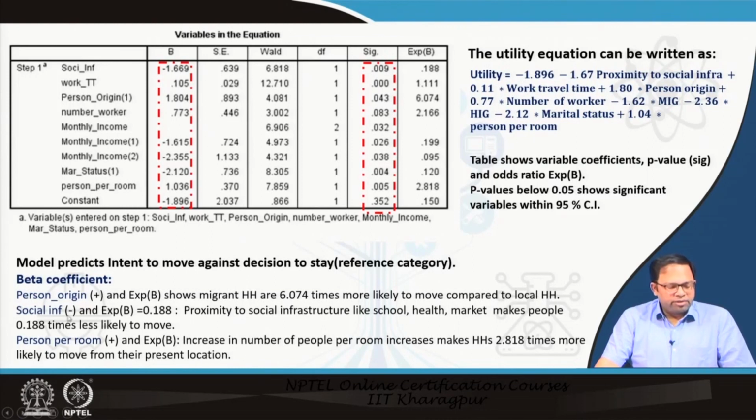And social infrastructure, in this case, has exponential b of 0.188. Proximity to social infrastructure like school, health, markets was a factor I said was composed of many things, like proximity to school, health, market, or satisfaction with those. Total overall social infrastructure proximity makes people 0.188 times less likely to move. And then persons per room, again positive, with the exponential b value showing that an increase in the number of persons per room makes households 2.818 times more likely to move from their present location.